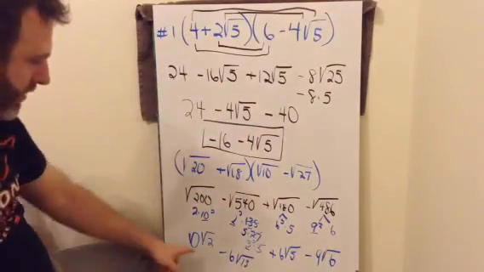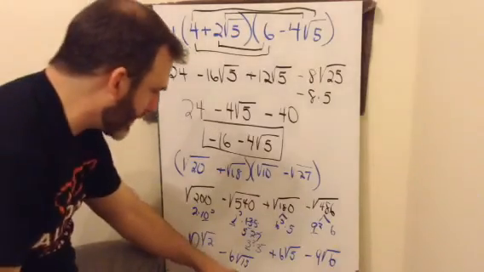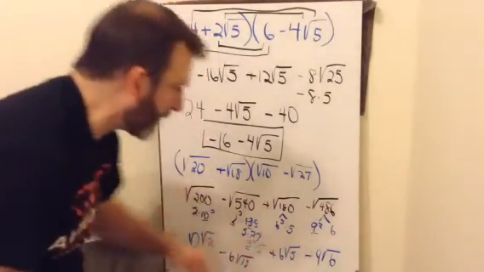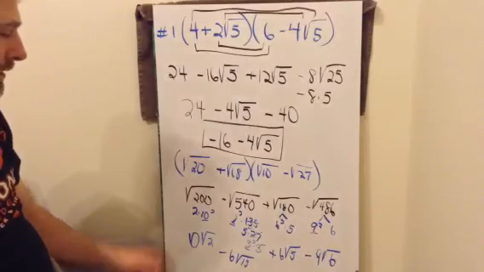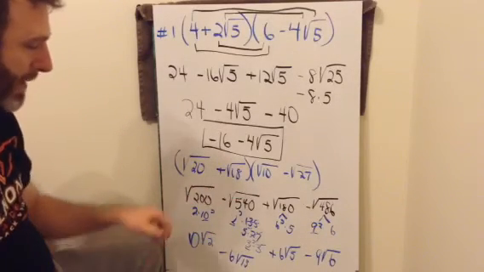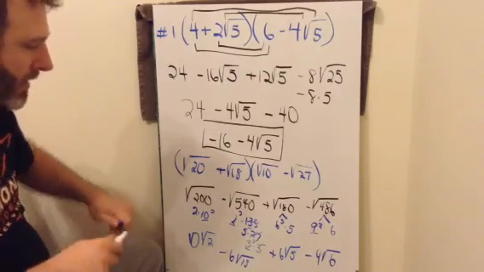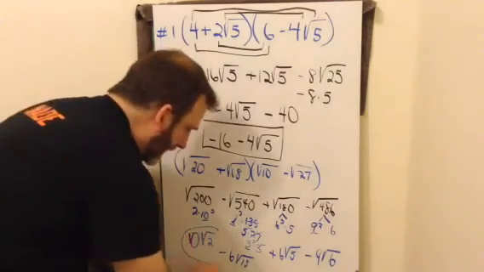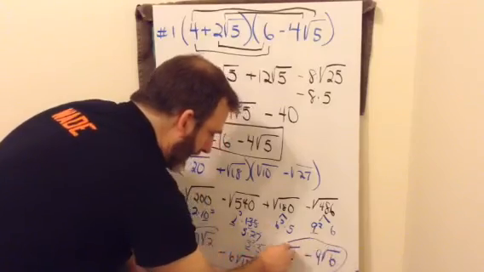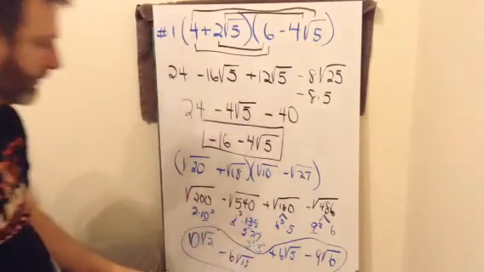So I have 10 square root of 2 minus 6 square root of 15 plus 6 square root of 5 minus 9 square root of 6. All the indexes are the same. They're all square roots, but none of the radicands match. That is as far as I can go then. So this is our answer. In any order, you could have that.